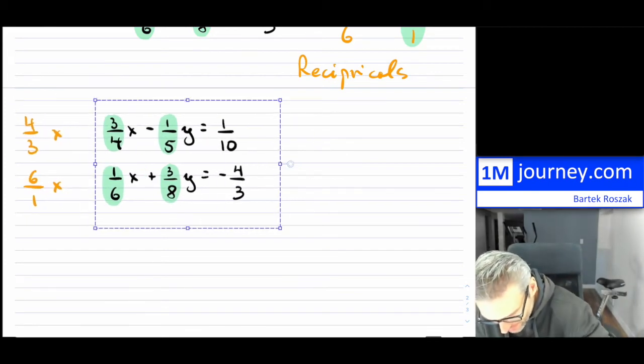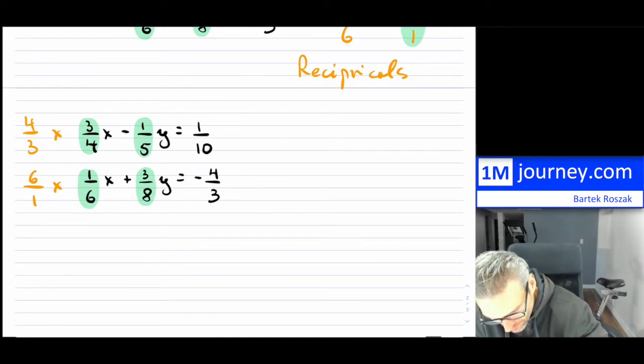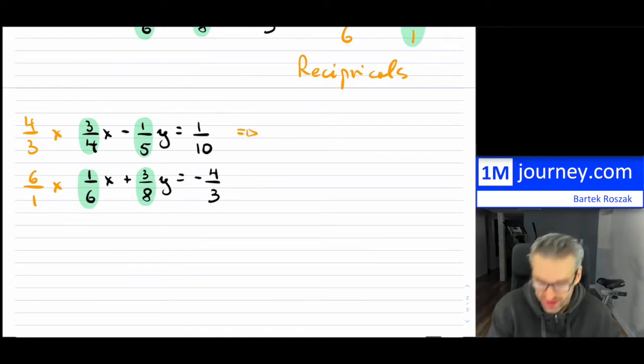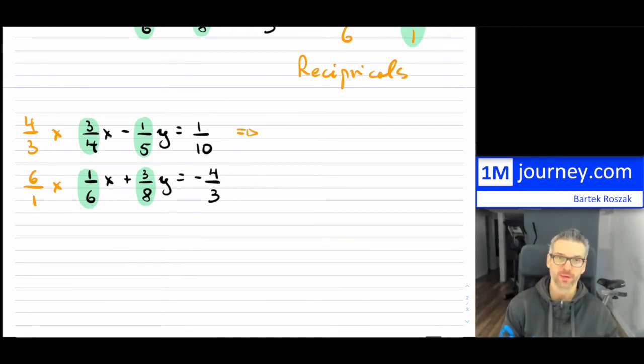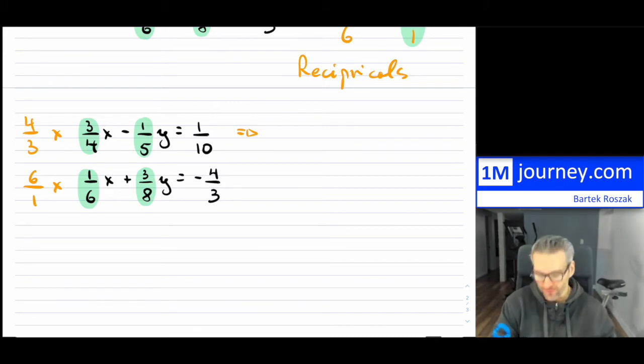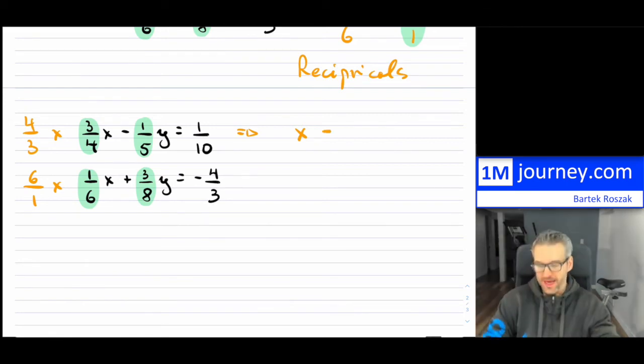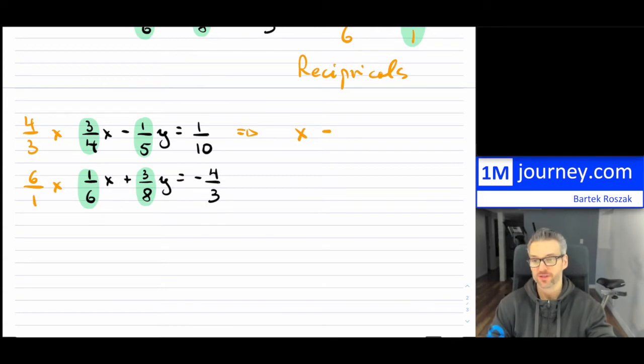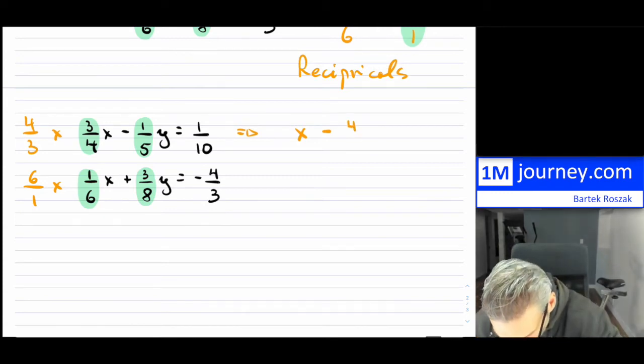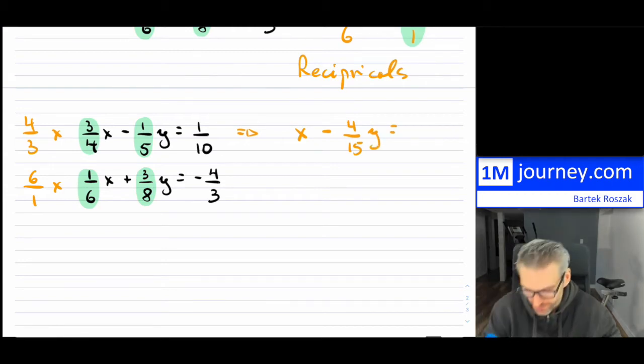If I do that, then this particular line, now it's not going to be all nice and pretty, but it does the job. So notice the 4 over 3 times 3 over 4, well, that's just going to give you x, right? Because that's going to be 1x. So you're going to have x, and then minus. Now here, you're going to have 4 over 3 times 1 over 5. So that's a little annoying because we're going to get 4 over 15 y equals 2.